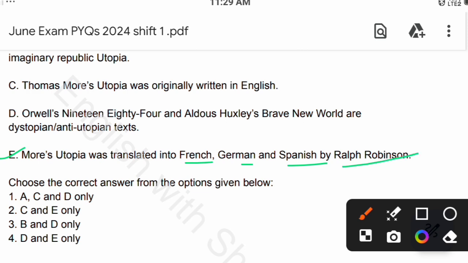How long the options are! See the options here and try to guess the correct one.